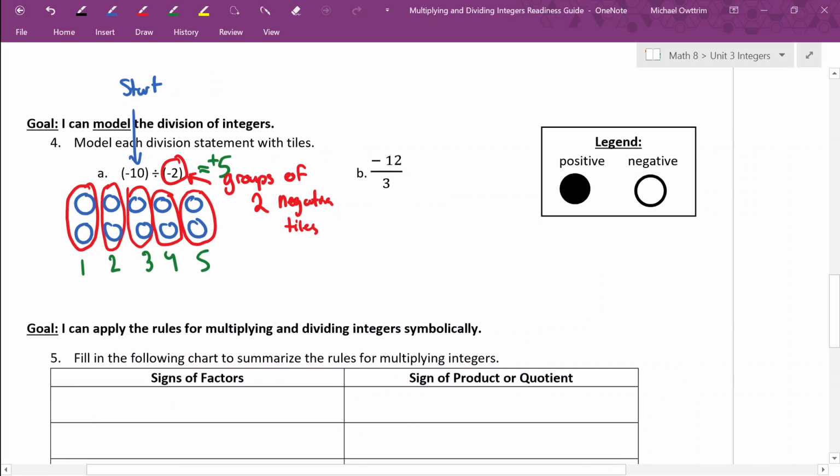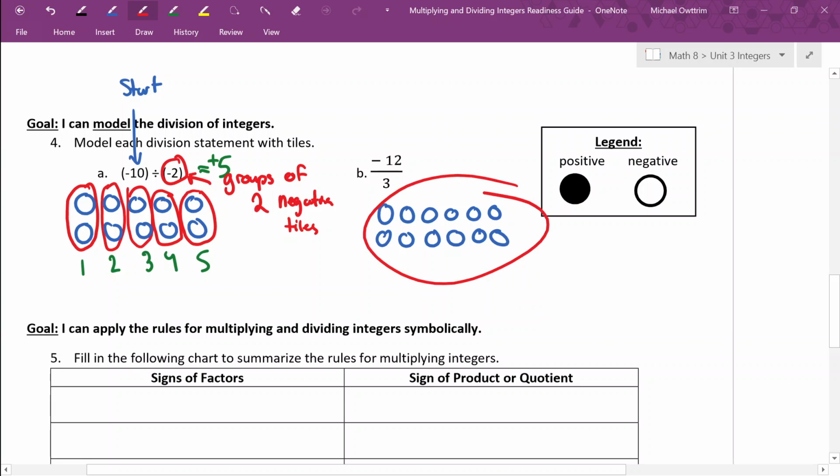Same type of thing in part B. We're going to start by modeling 12 tiles. And they need to be negative. And we need to split those up into, well, we could say groups of 3 positive. We don't have 3 positive anywhere in this drawing. So instead, we're going to split this up into 3 groups.